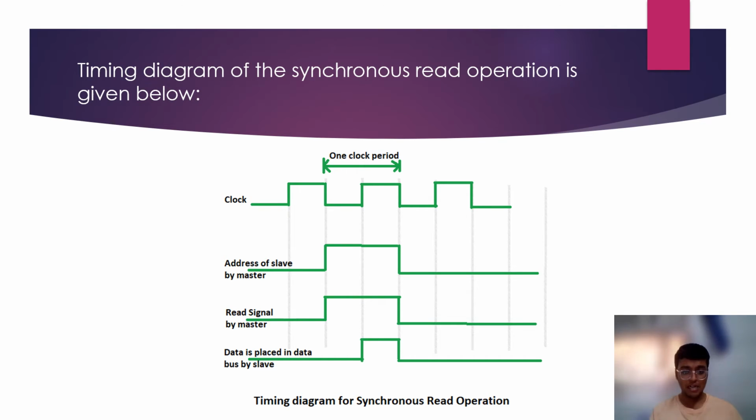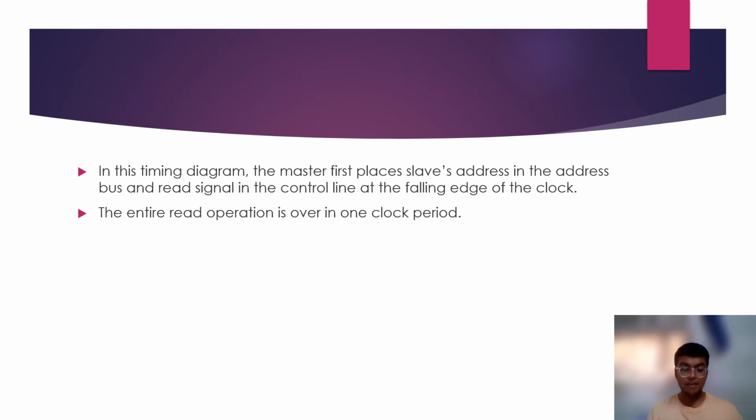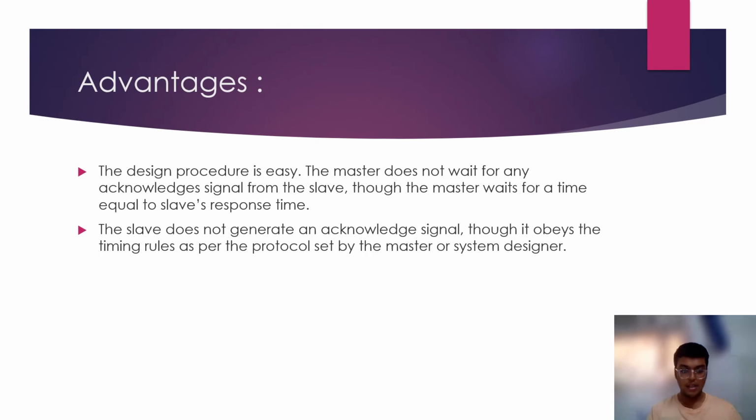This is the timing diagram of the synchronous read operation. In this timing diagram, the master first places the slave's address in the address bus and the read signal in the control line at the falling edge of the clock. The entire read operation is over in one clock period.